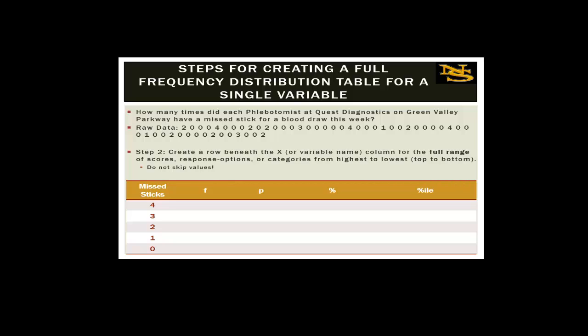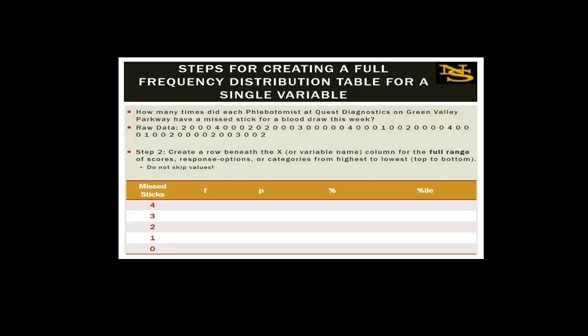Now you want to create a row beneath the X, or the variable name column. So sometimes you'll see this labeled as X. In your textbook, a lot of the frequency distribution tables just have an X here. Remember, X just represents scores.